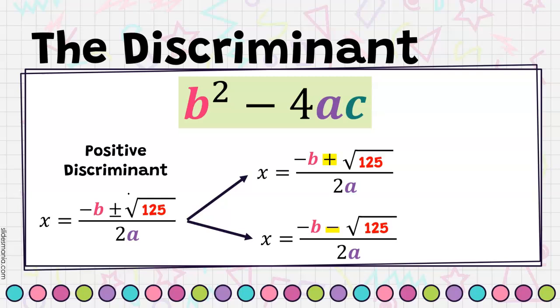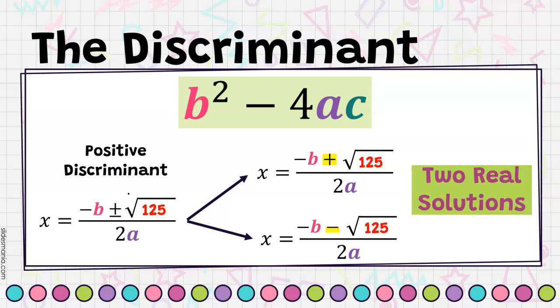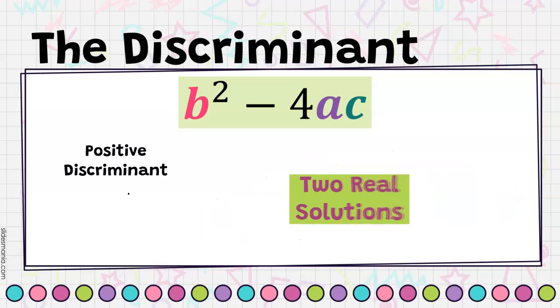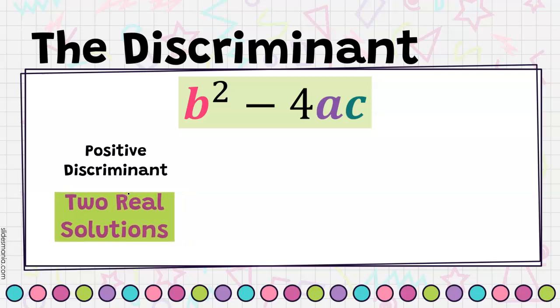The square root of 125, although it is not a nice number, aka it would give us a decimal of some kind, it still exists. So when we have a positive discriminant, we end up getting two real solutions. When I say real, I mean values that actually exist. There are such numbers where they don't actually exist, and we'll talk about that later. So when your discriminant is positive, we know we are going to get two real solutions to the equation.